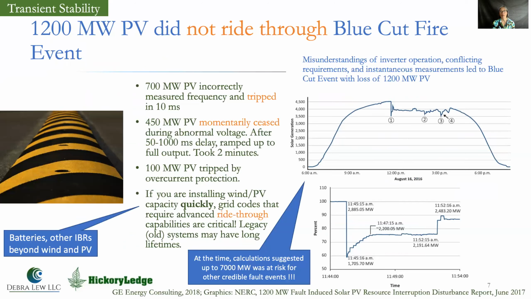Okay, I'm going to talk now about a couple of events and some of the things that happened with inverters during these events. These were big learning experiences for the industry. The first event is the Blue Cut Fire event from 2016, where 1,200 megawatts of PV came offline and did not ride through that event. There were some fires in Southern California, and there were over a dozen transmission faults during that time. And there were a number of events where PV came offline.